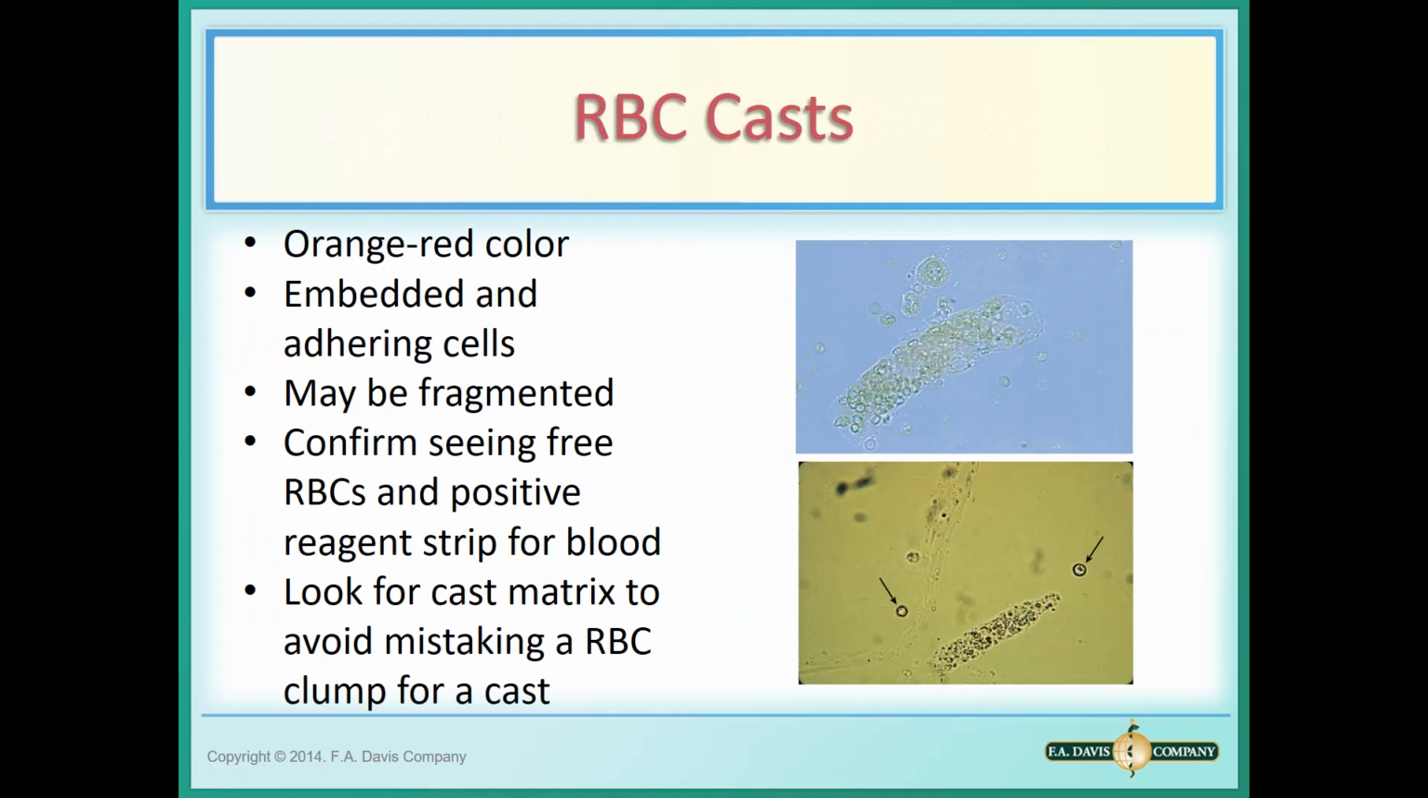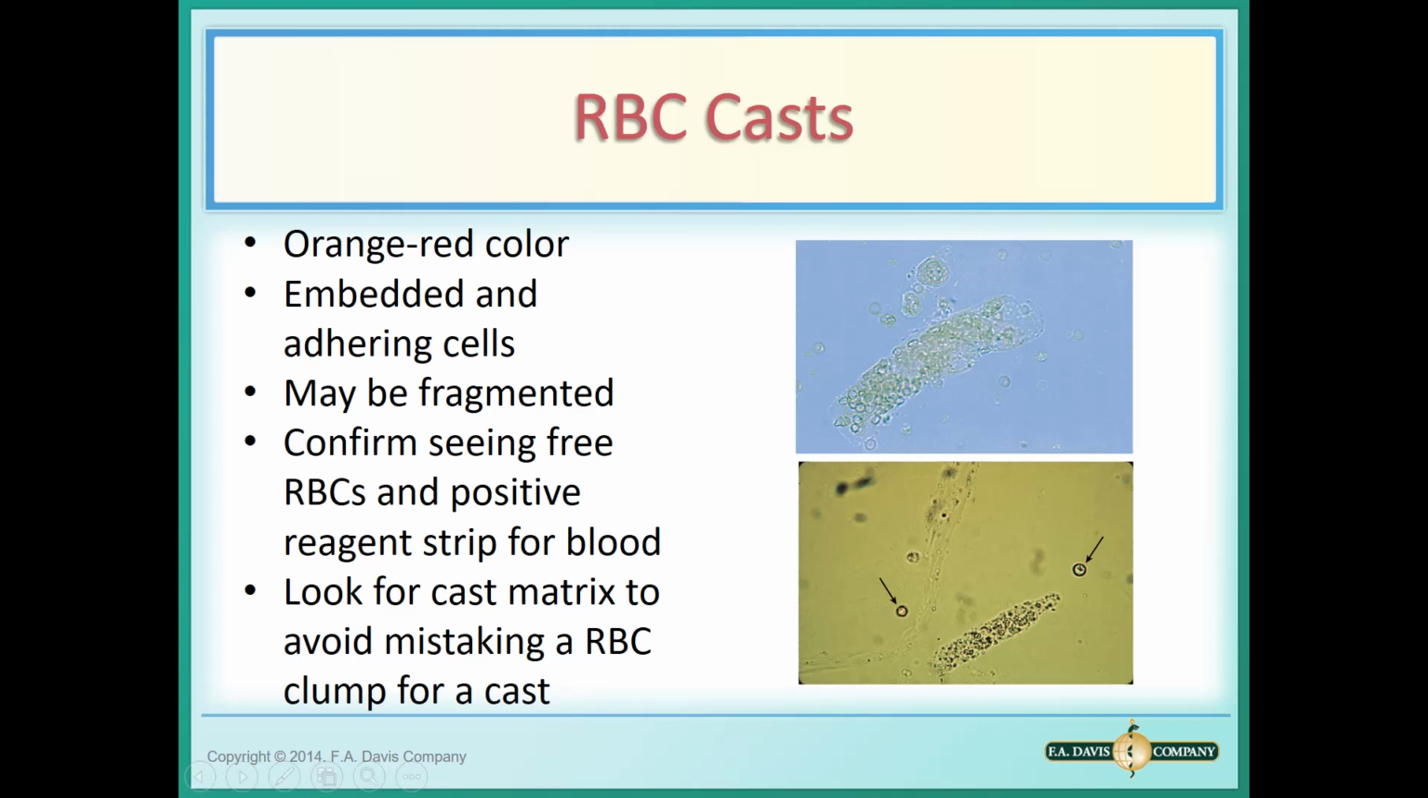Red cell cast. Remember when I told you the proteins are being released by the renal tubular cells and stuff gets trapped in it? Well, if red cells are being excreted in the urine, the red cells can get trapped. Here's the parallel side. Here's the rounded end. And oh, look at that, a bunch of red cells inside. It may look very orangey because of the hemoglobin that's within there. Can be a little broken up because again, this has cells in it.